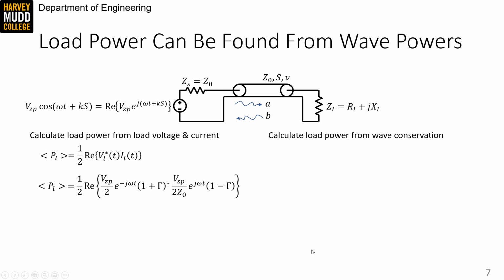So we get VZP over 2 here instead of VZP because of the divider between Z0 and the driving point impedance of our line. Recall that the voltage at the load is given by the sum of waves, so it's proportional to 1 plus gamma, which is conjugated because our voltage is conjugated. And the current at the load is given by the difference between our incident and reflected waves, so it's proportional to 1 minus gamma. Also, we find the current by dividing our expression for voltage by Z0 here.